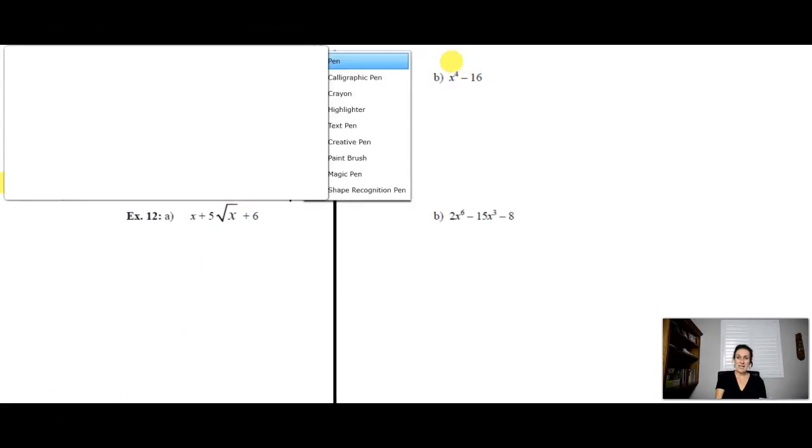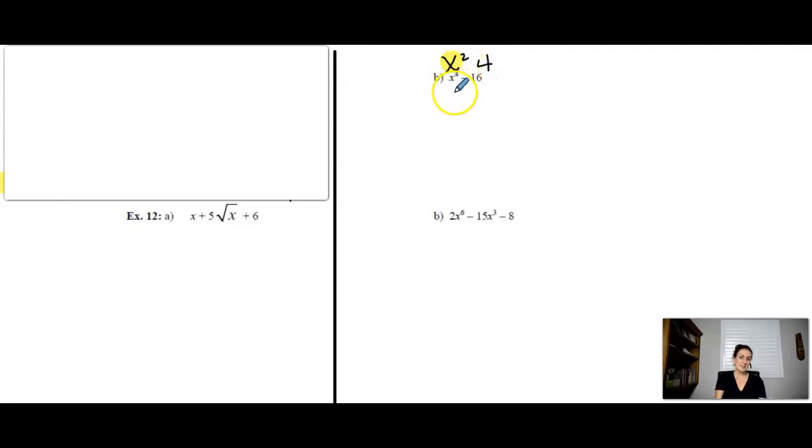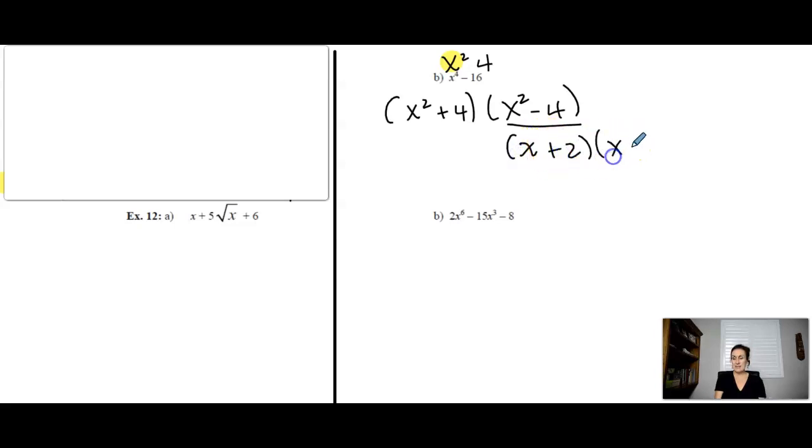x squared times x squared is x to the 4th, and 4 times 4 is 16. So you're going to do a plus b and a minus b. And then this is a difference of squares, so we can factor it as x plus 2, x minus 2.